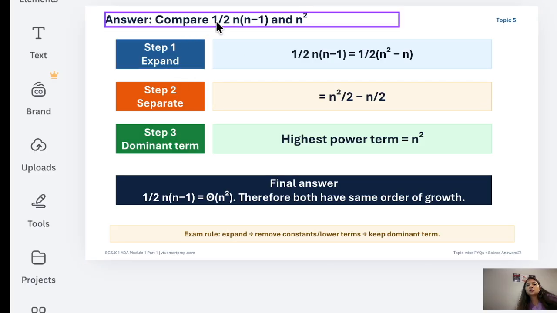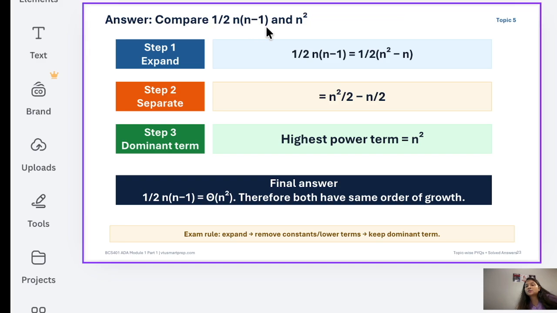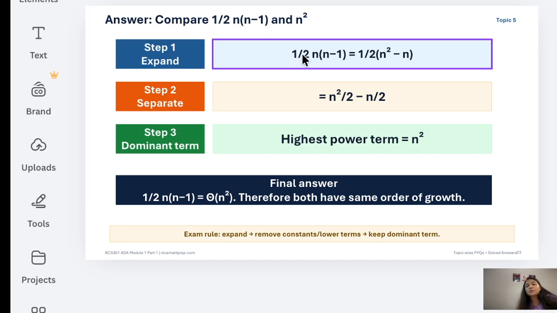So here let's simplify 1/2 n(n minus 1). How are you going to simplify? First I will multiply n into n, which is n squared, minus n into 1, which is minus n. In the first step we have just expanded it, and then I am going to simplify these things.